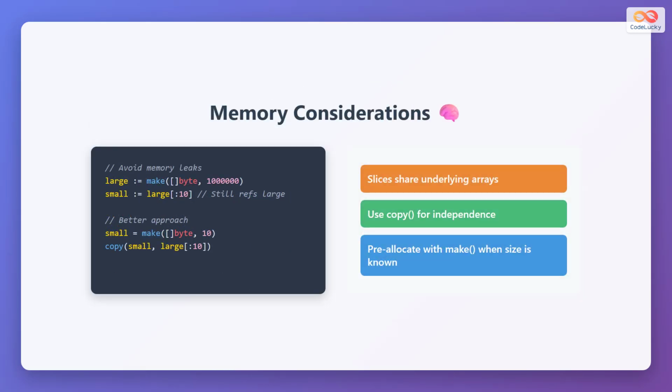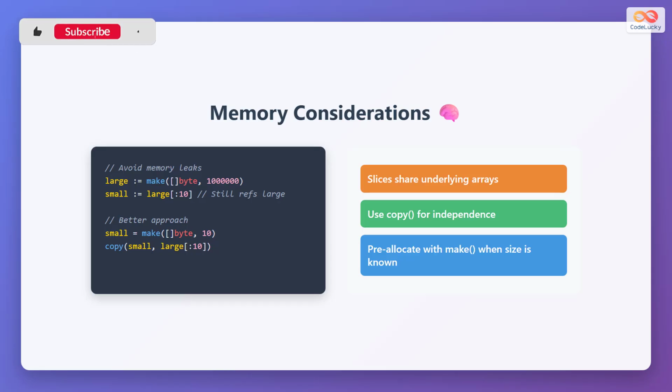When working with slices, it's important to be aware of memory considerations. Slices share the underlying arrays. When creating a new slice from an existing slice, they both point to the same underlying array. Modifying the new slice may affect the original slice. To avoid memory leaks, be mindful of how slices share underlying arrays. If you only need a small portion of a large slice, consider copying the required elements into a new slice to avoid holding a reference to the entire underlying array.